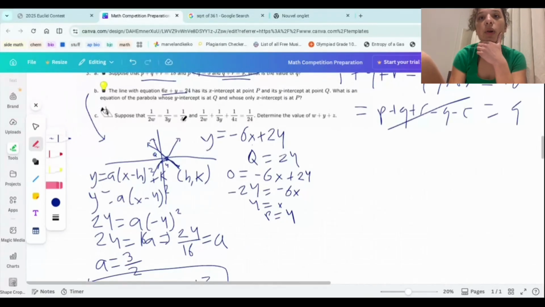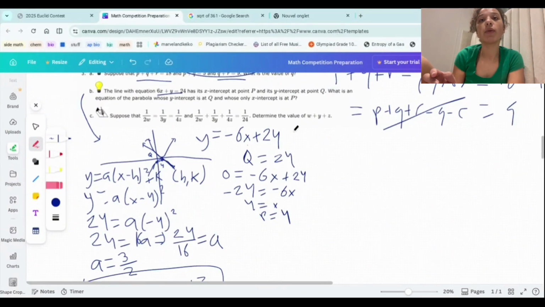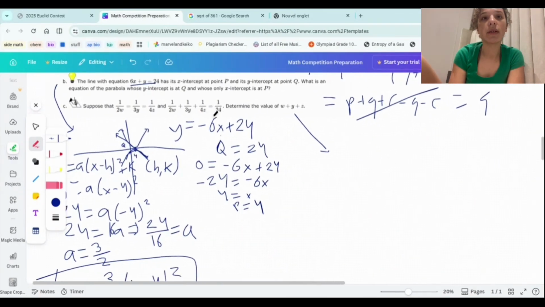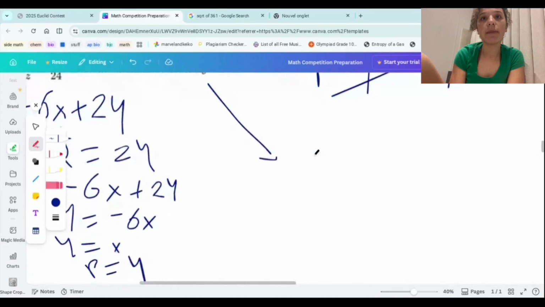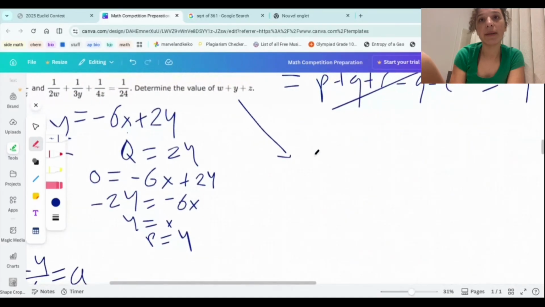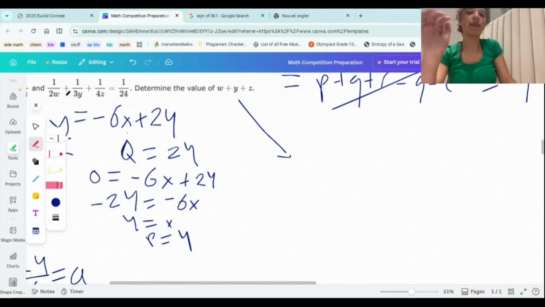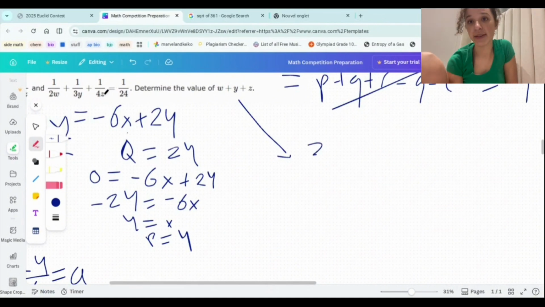Suppose that 1 over 2w is equal to 1 over 3y is equal to 1 over 4z, and 1 over 2w plus 1 over 3y plus 1 over 4z is equal to 1 over 24. Determine the value of w plus y plus z. Okay, let's use another color. So that means that all of these terms are the same, so I can just replace them with each other.